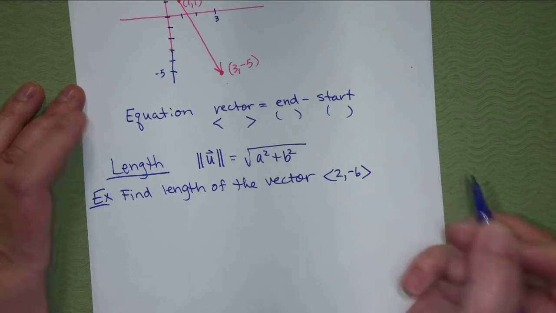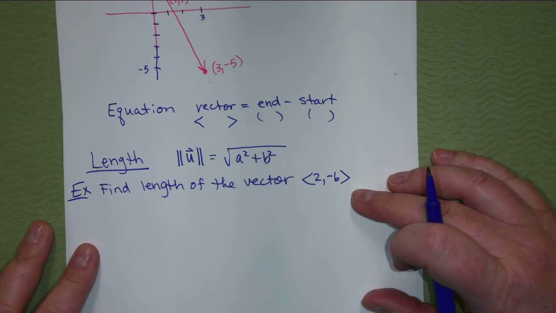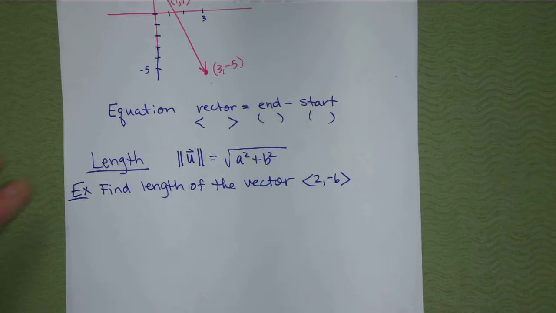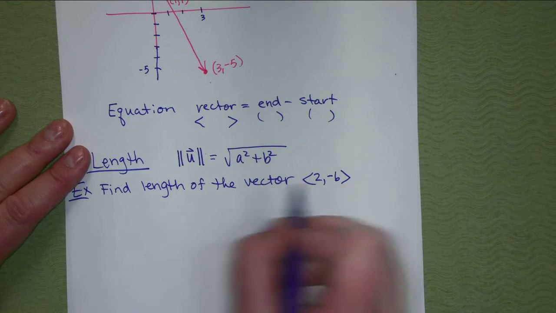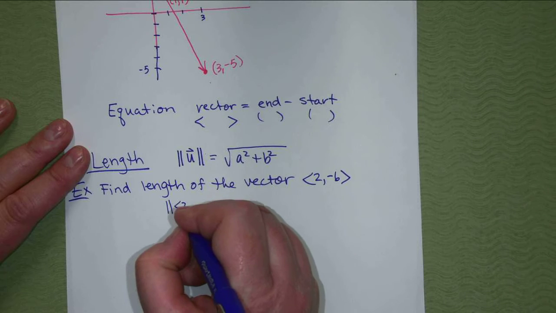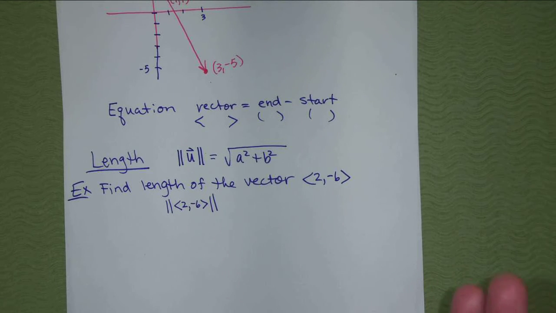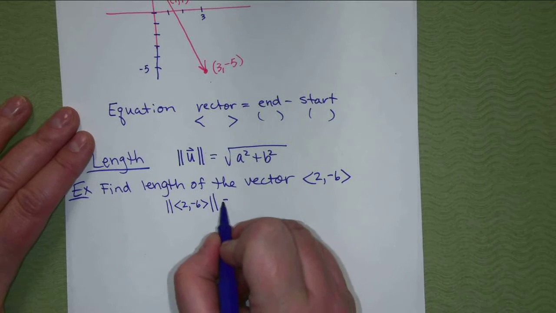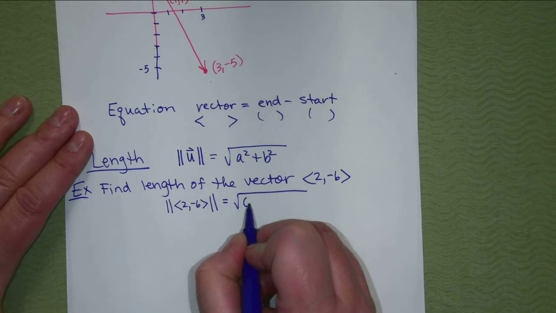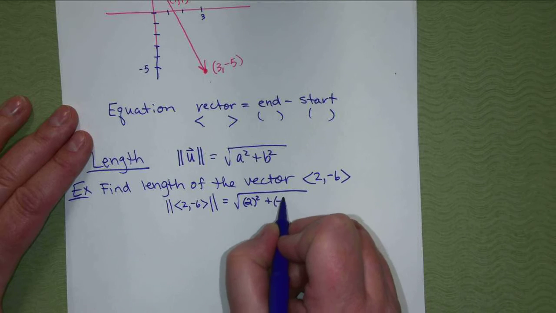So if we wanted to find the length of that vector that we've been drawing, then what we would do is say the length, I didn't call this u, but you can even put it like this. You can put a vector in those two brackets, and that means the length of whatever vector you're saying is equal to the square root of 2 squared plus minus 6 squared.